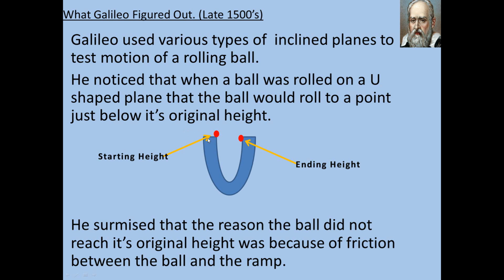For instance, at one point, he constructed a little U-shaped ramp, and he noticed that when he rolled the ball down the ramp, it would not roll back as high. So it would roll to about here, and then it would roll back to about here, and then about here, and then finally it would stop. And what he figured out was that there was more than one force working on the ball, and as a result of that, the ball was not able to achieve its original height.